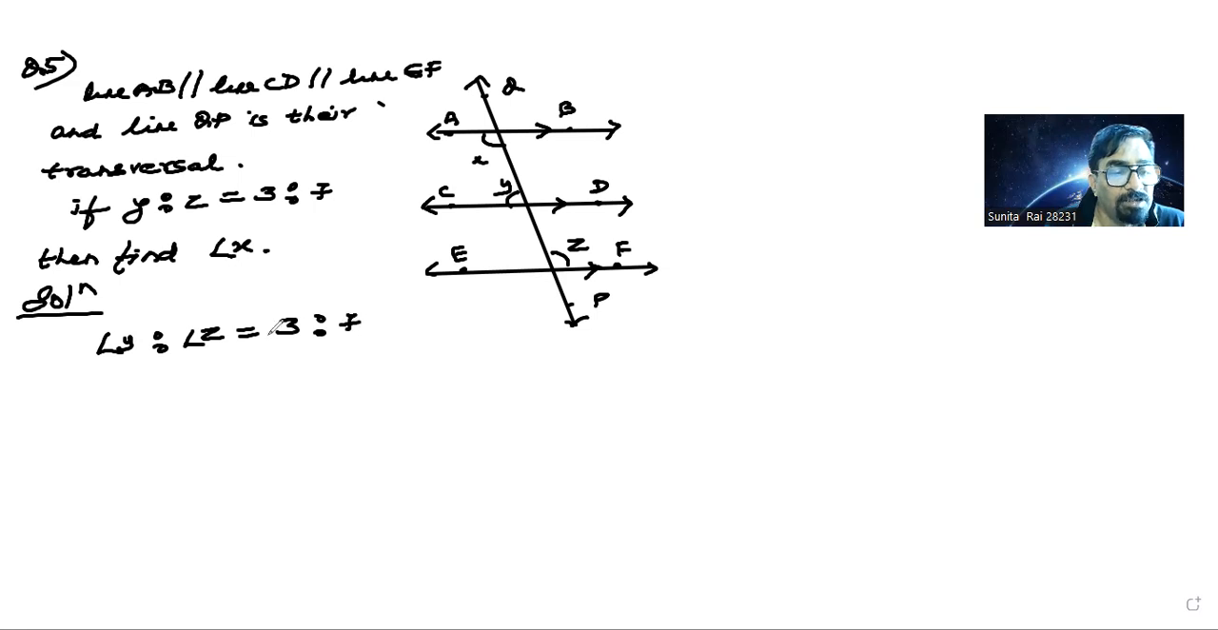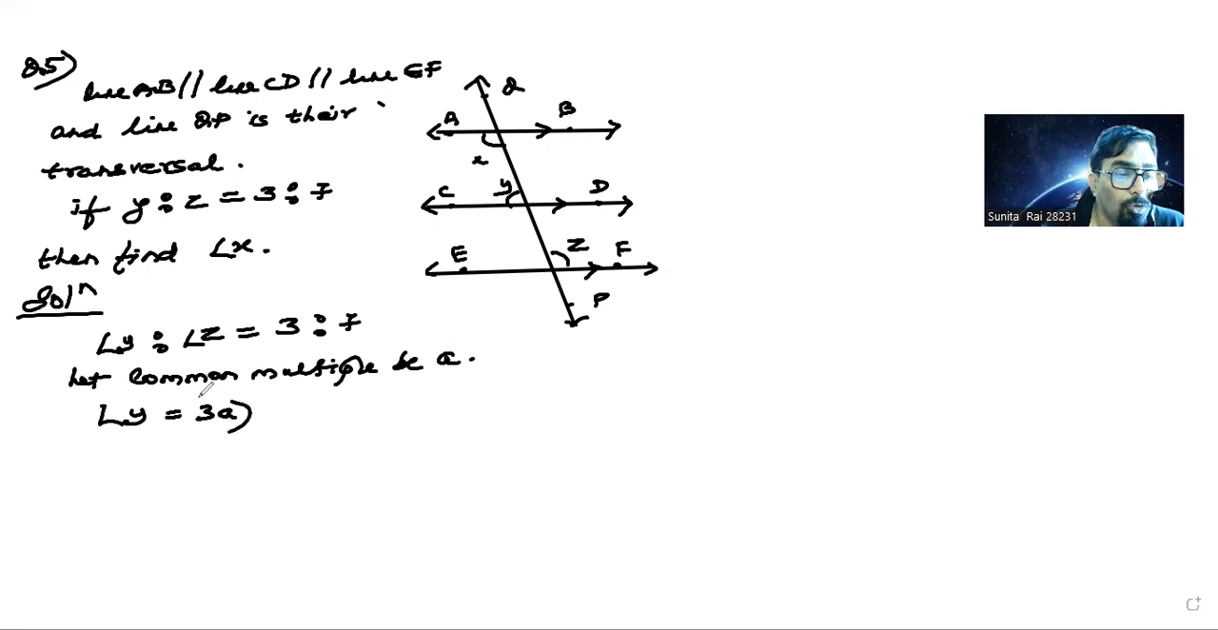Every child of 9th standard knows, if I take the common multiple as a, let the common multiple be a. Now we don't take it as x because angle x is already involved here, so no confusion. So what will happen, children? This angle y becomes 3a degree, and angle z becomes 7a degree. That means you have got angle y and angle z in terms of a. Angle y is 3a, angle z is 7a.